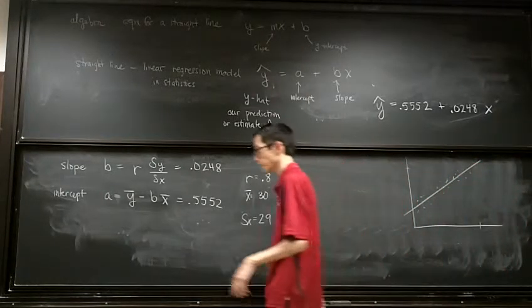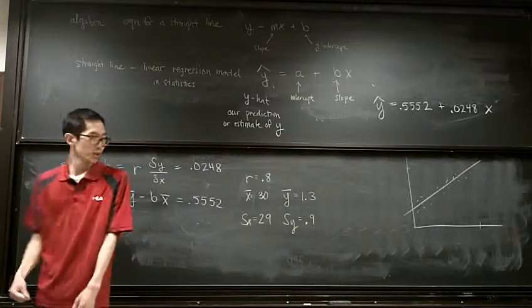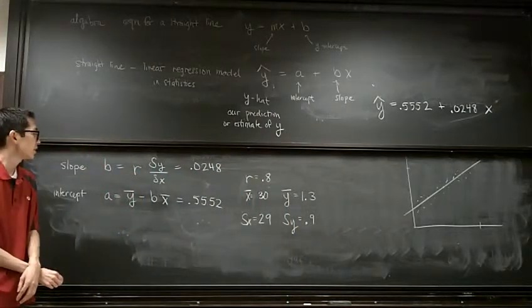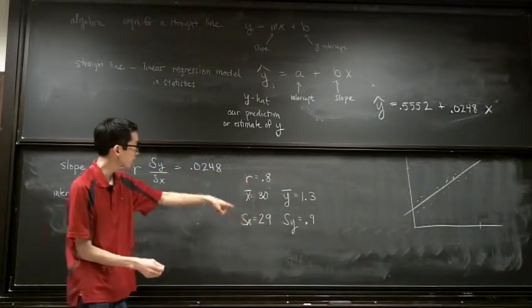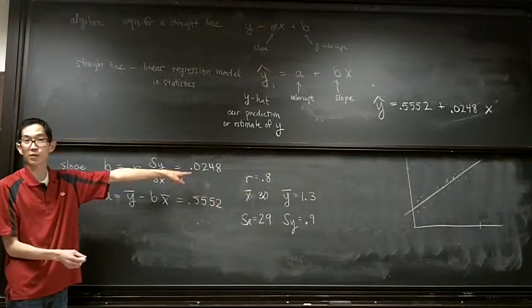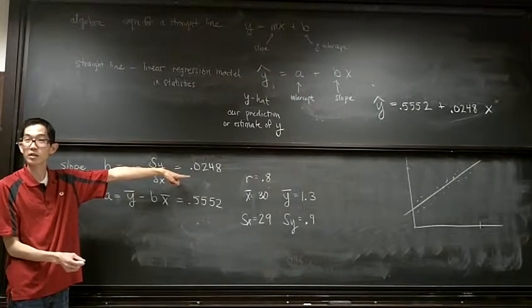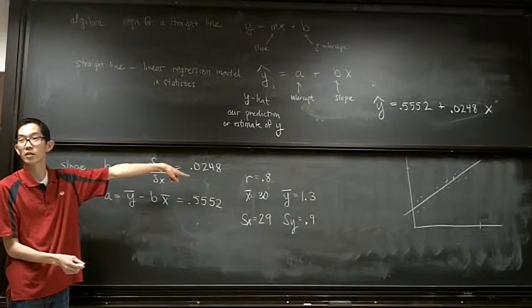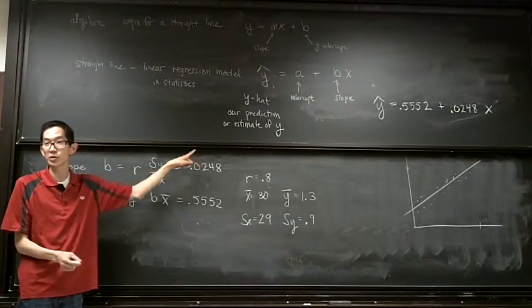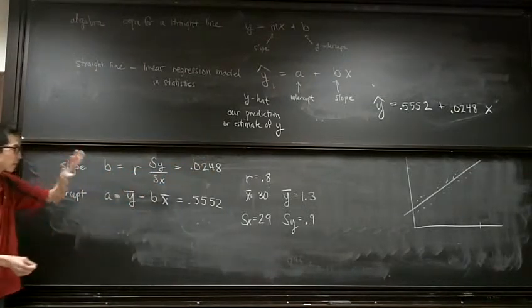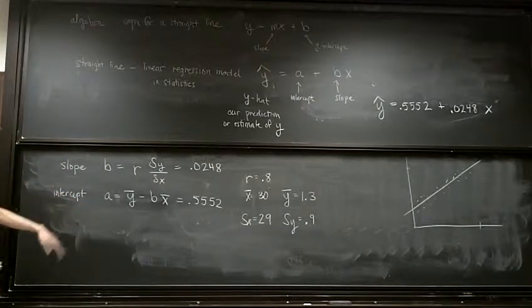Okay, let's talk about this. Okay, so if you just plug in the value for r, s of y, and s of x, you should get 0.0248. Okay, did anyone not get that? Okay, all right. So now using this value 0.0248, and I actually left my value in the calculator, so I didn't do any rounding here.